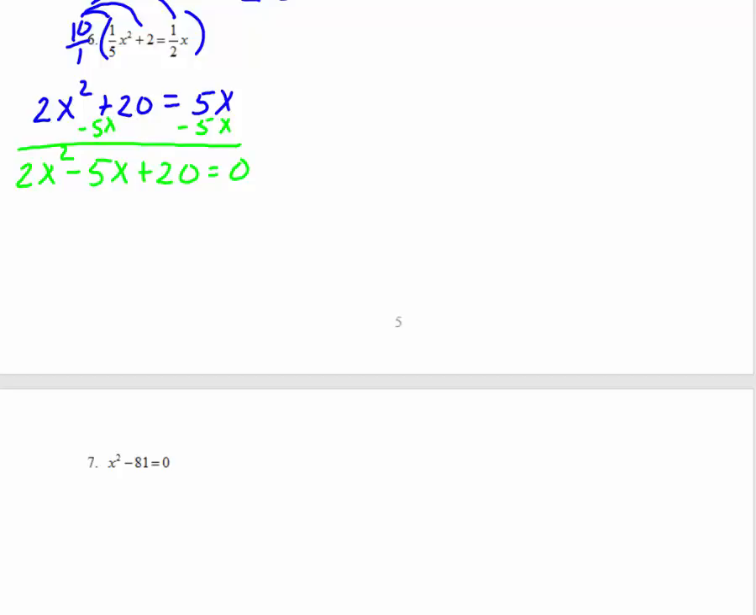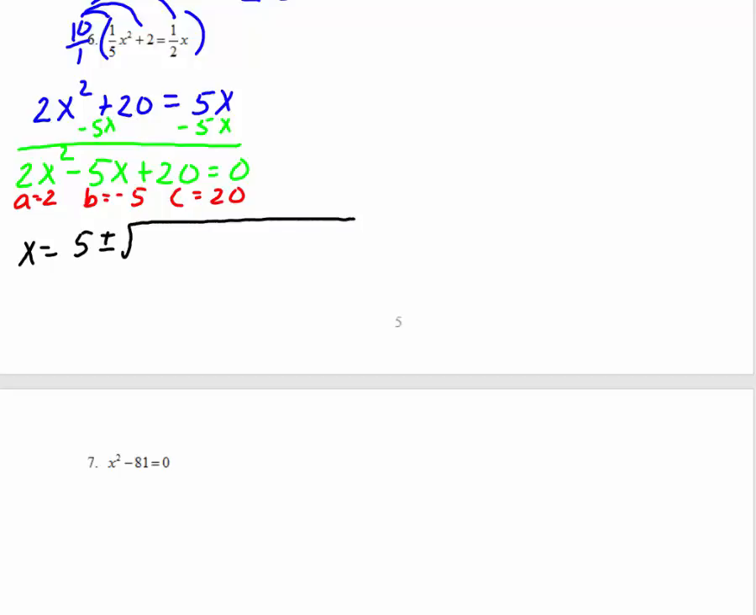If you want to try the AC method, you could, but again, in this section, not everything is factorable, and this one's not factorable. So let's go ahead and use the quadratic formula with a being 2, b being negative 5, and c being 20. So x equals the opposite of b. Well, b is negative 5, so it's going to be positive 5.